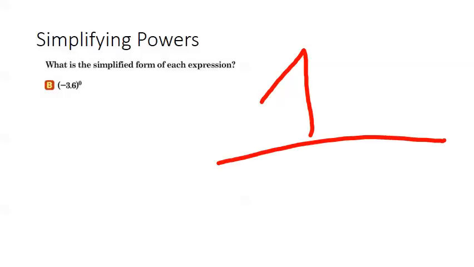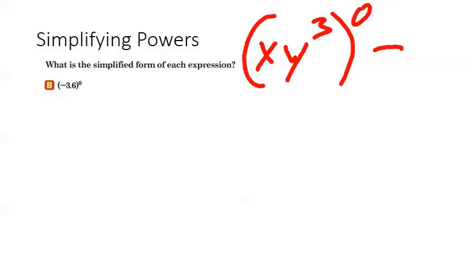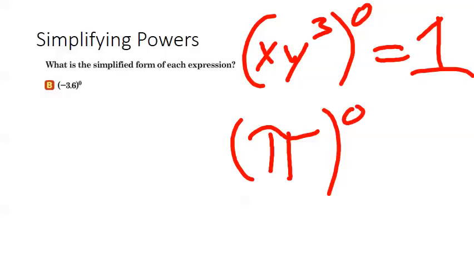Here's some more examples. Let's erase. (xy cubed) all to the power of 0? Well, that equals 1. Pi to the power of 0 equals 1. Anything to the power of 0 is 1. That's all you need to know. If you want to know why, I can tell you why, but just take my word for it. Anything to the power of 0 is 1.